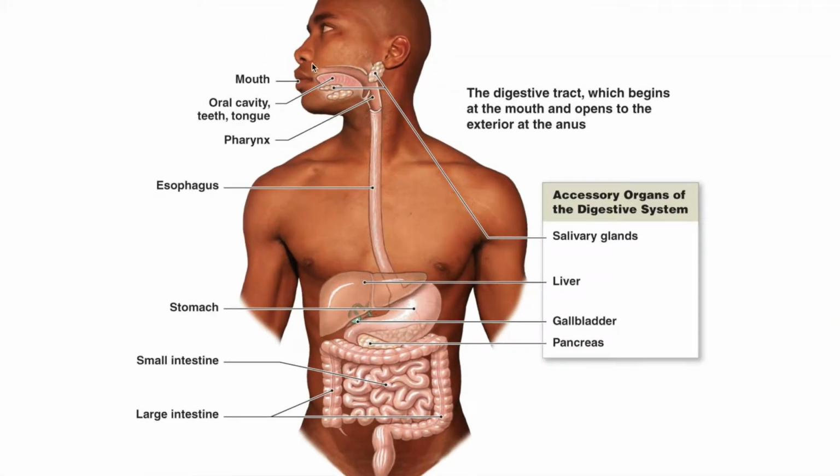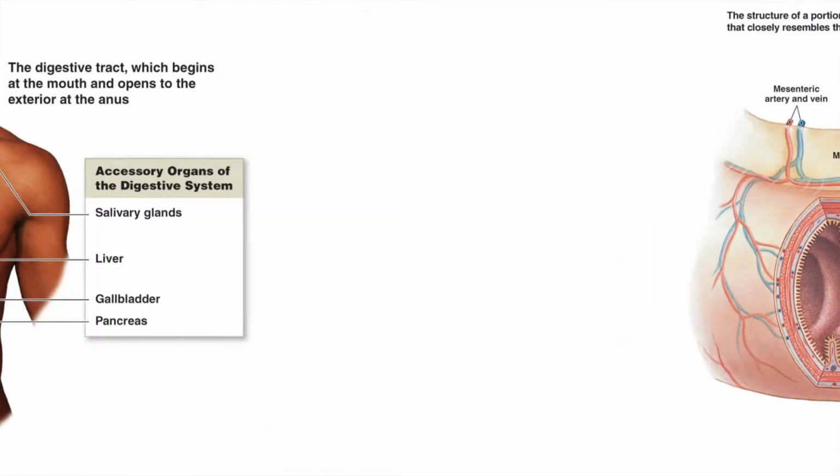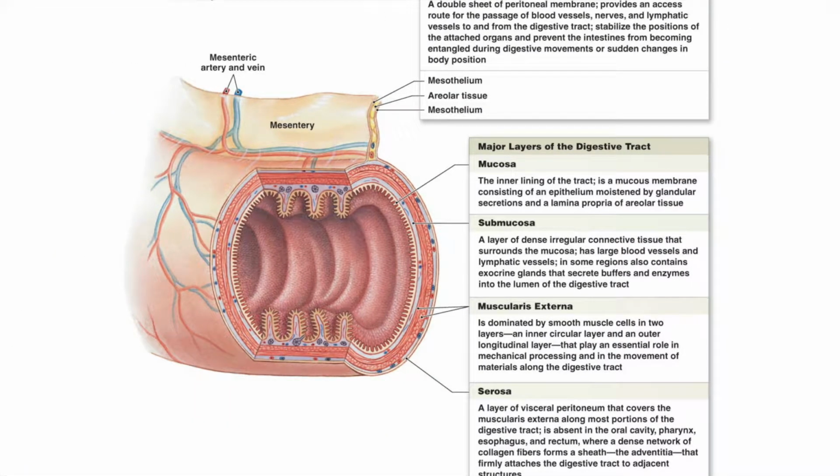If we look at the entire digestive tract, it starts at the mouth, travels through the esophagus, stomach, intestines, and ends at the anus. And if we look at it close up, we can see that it is a muscular tube, lots of muscles in it, and it's lined by a mucous epithelium.